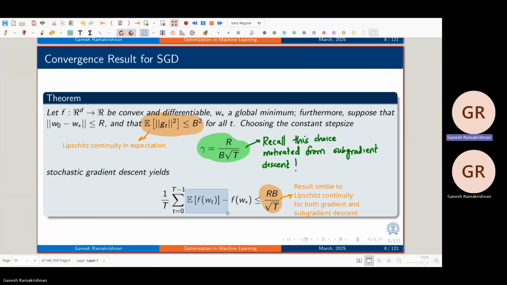So this summation or average is less than or equal to RB by square root t. Very similar to what we had earlier. So the only difference is we have brought in expectations in two places, in Lipschitz continuity and in expectation on the function value. Is this clear? So the analogy continues with expectation.